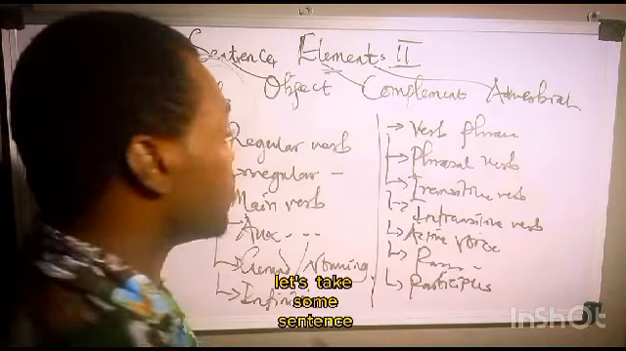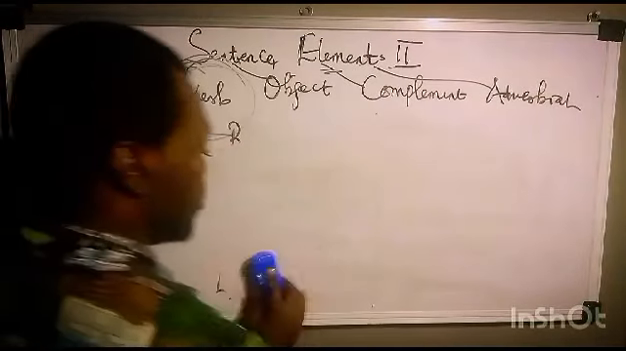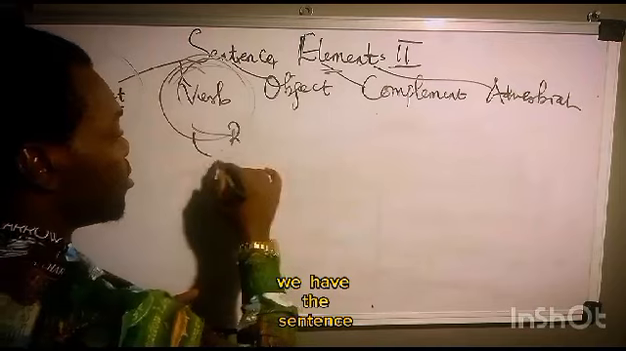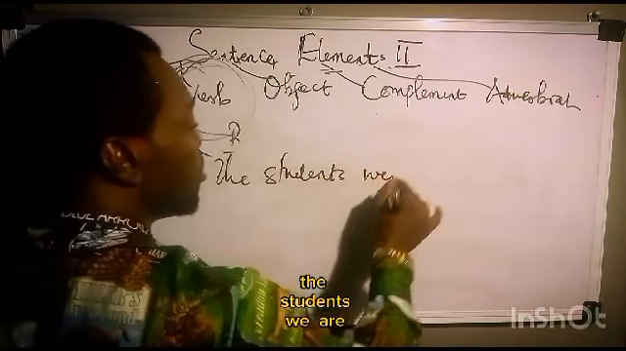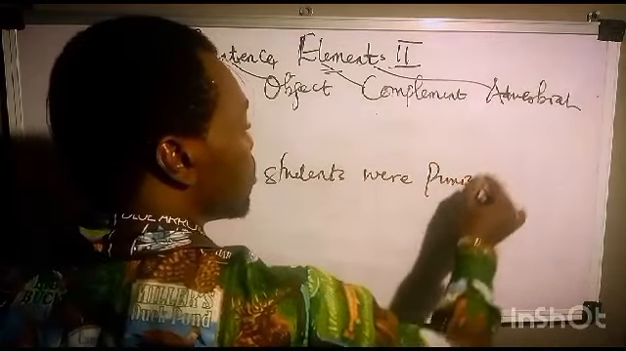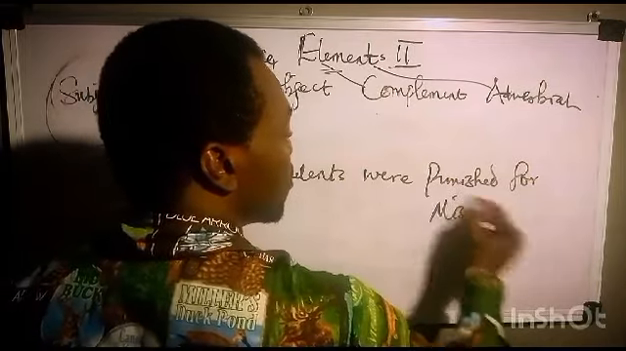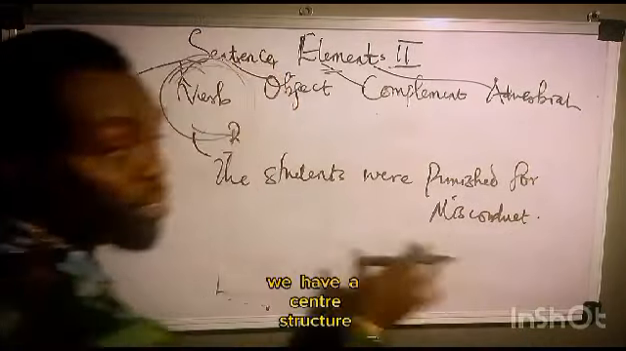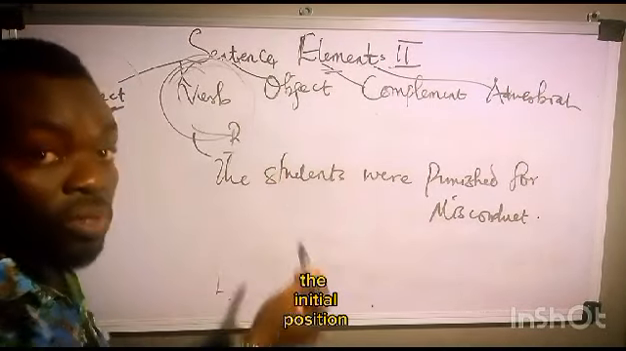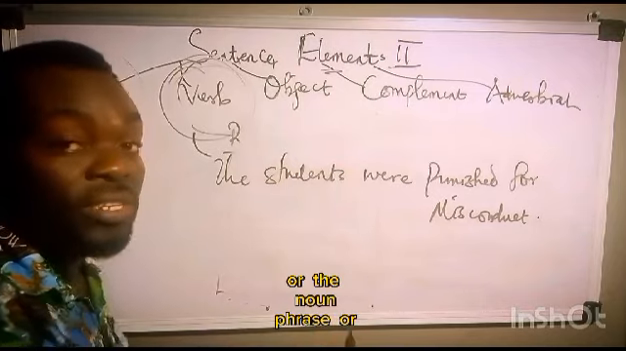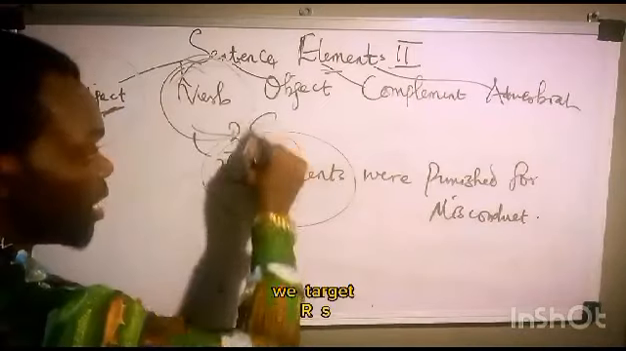So please, let's take some sentence examples. We have the sentence here: the students were punished for misconduct. Okay, we have a sentence structure here. Remember what we did in the previous class about the subject, the noun or pronoun, or noun phrase or noun clause, that occupies the initial position in a sentence, which is the students. So we tag it S.